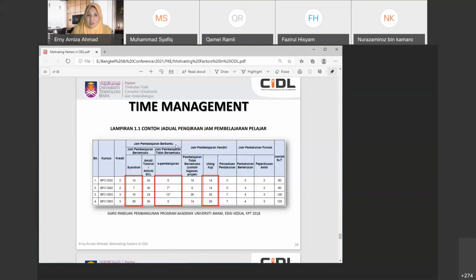Kan? Right. So dekat sini maksud dia, syarahan. Syarahan ada 14 jam. So, ini maksud dia ada 1 jam. Kita ada 14 minggu kan. So, maksud dia 1 minggu 1 jam lecture untuk subjek 2 kredit ni. So dia masuk lecture 1 jam. Ulang kaji dia juga maksud dia 1 jam. Maksud dia 30 minit sebelum dia kena buat preparation, dan 30 minit selepas dia kena buat revision.